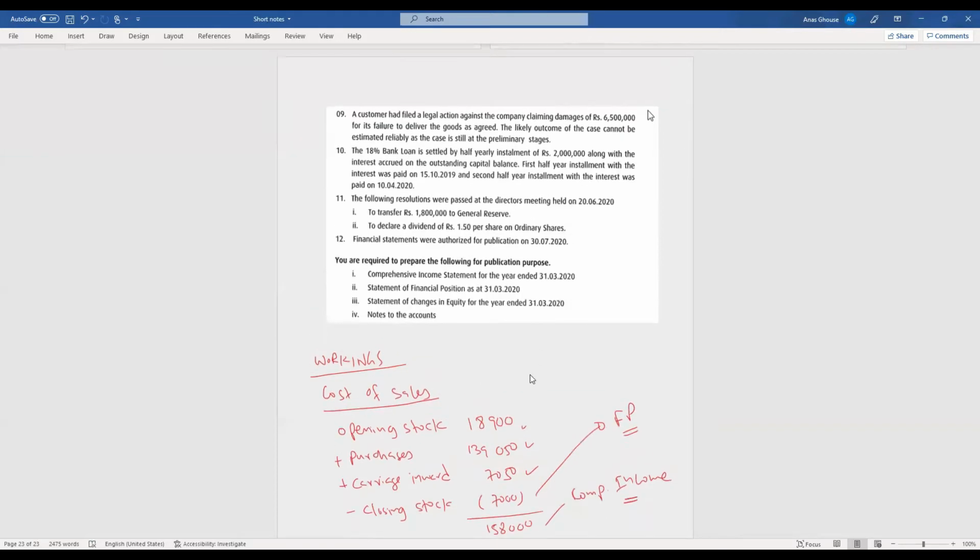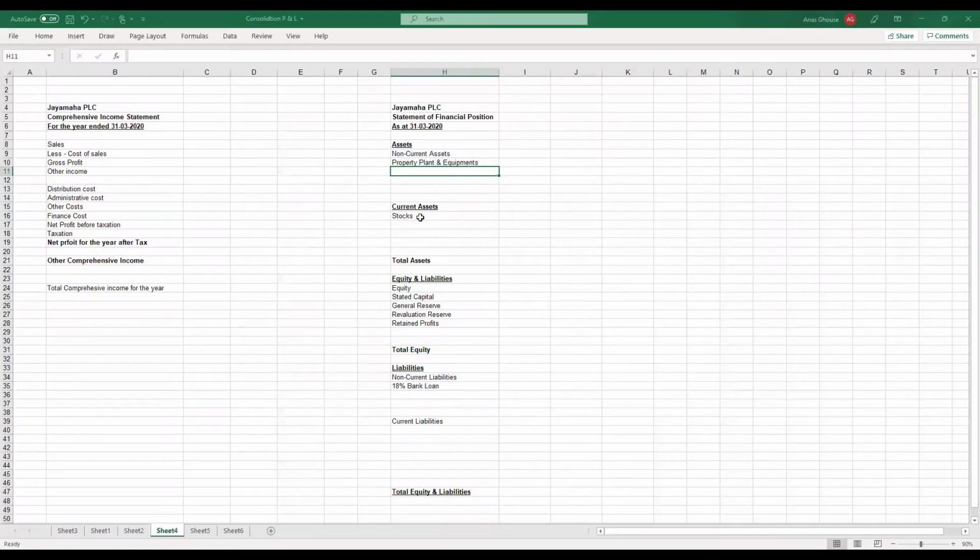Now let's move on to the format. This is the format. We can insert the figures here, the 7,000, and the cost of sales as 158,000. We'll put it under brackets, because from sales you need to deduct the cost of sales. So the first section we have completed.